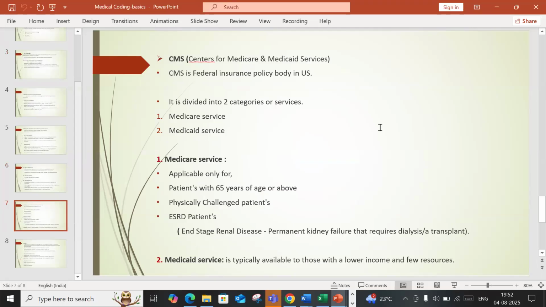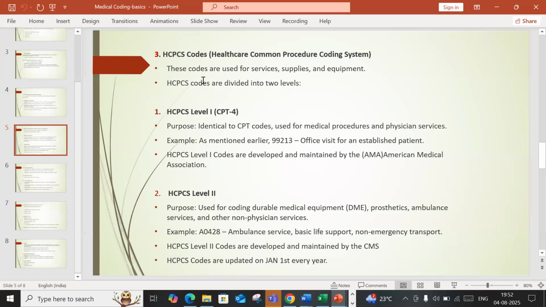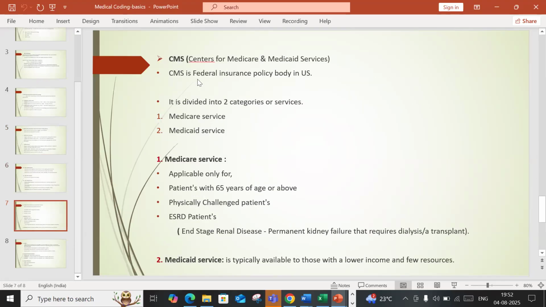So next is CMS. CMS means Centers for Medicare and Medicaid Services. CMS is a federal insurance body in the US, nothing but a government insurance company, like how in India we have the LIC policy. Not only CMS, there are other government policies and private companies, which we will see in tomorrow's class. Coming to CMS, it has two categories of services.